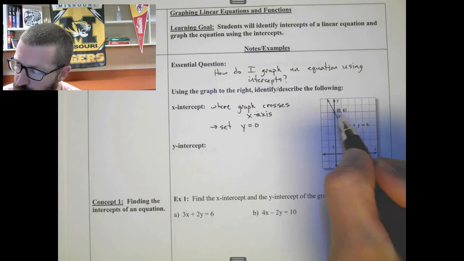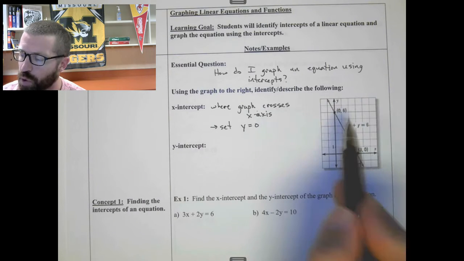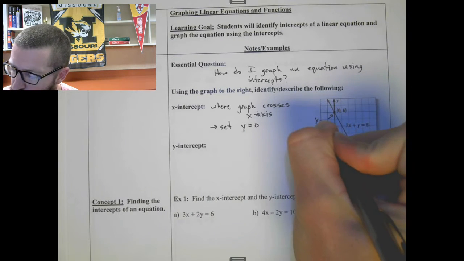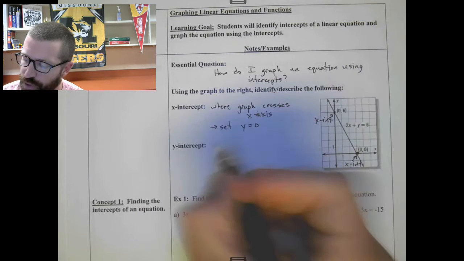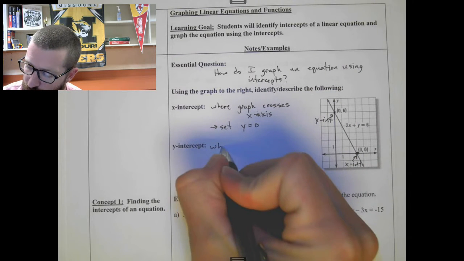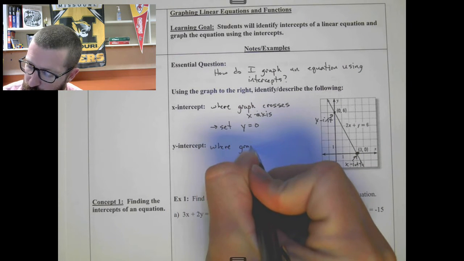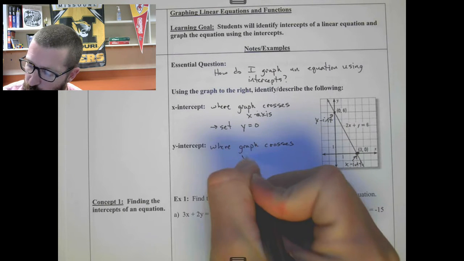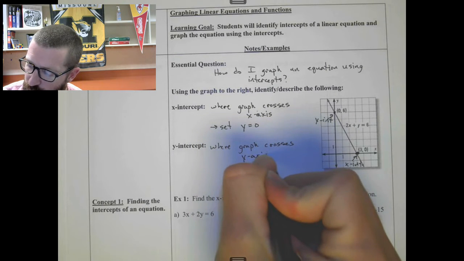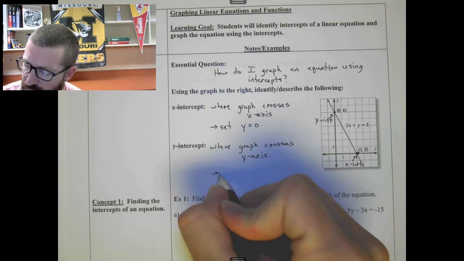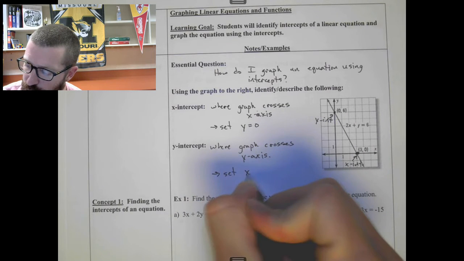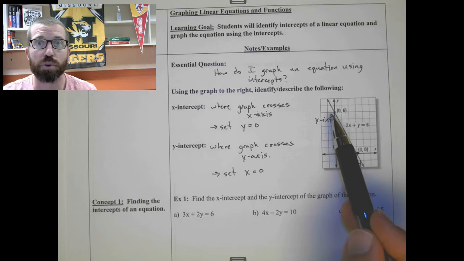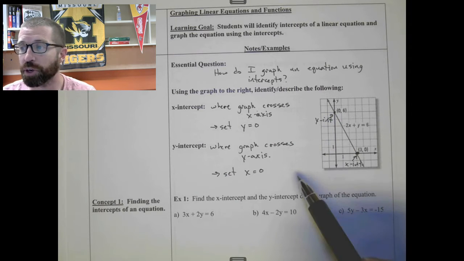The y-intercept is where the graph crosses the y-axis. Here's the y-intercept in this case. And so let's write that, where the graph crosses the y-axis. And we're going to set x equal to 0, because that is where it goes. It does not go left or right at all. It just goes straight up. So x would be 0.